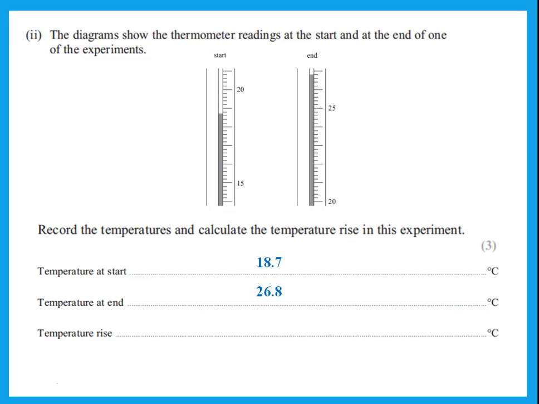Temperature at the end, you should have read it as 26.8. Were you able to read that? Okay. That means the temperature rise is just the difference between them. 26.8 minus 18.7, so that is 8.1.